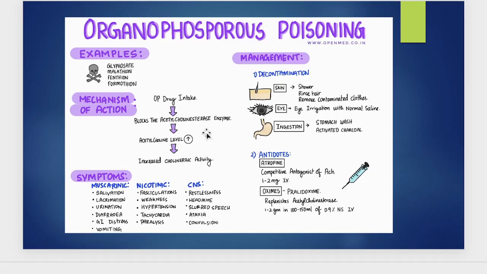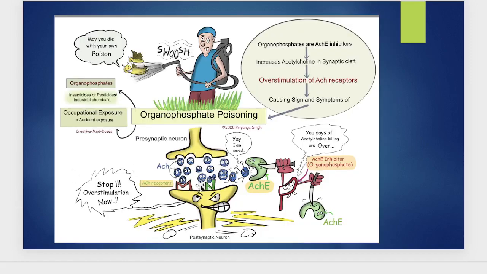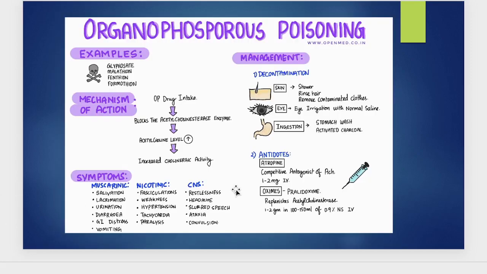How do we manage? The most important part here is ang antidotes natin. Ito ang pinaka-importante, yung atropine. Yung atropine natin is a competitive antagonist of your acetylcholine. So that will be your atropine. Or we give oxime, your pralidoxime, which will replenish now your acetylcholinesterase. Diba? Ini-inhibit sila ng ating organophosphate. But because of pralidoxime, nire-regenerate natin yung acetylcholinesterase.